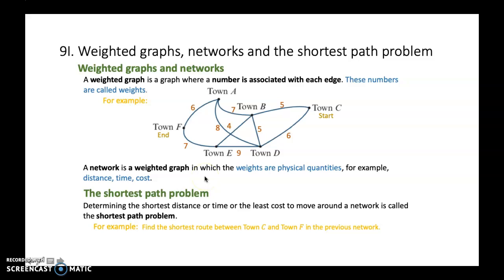Therefore, the shortest distance for this graph is going to be town C to B, then to E, then I will finish at town F. Then to work out the shortest path, it's going to be 5 plus 4 plus 7, which is 16K.